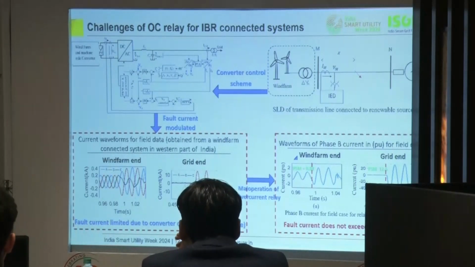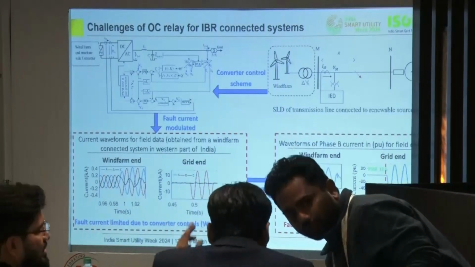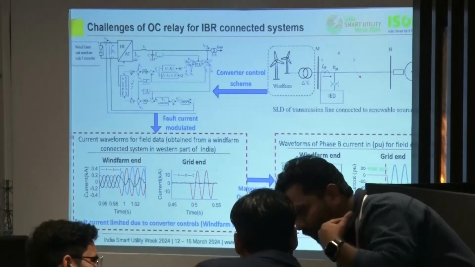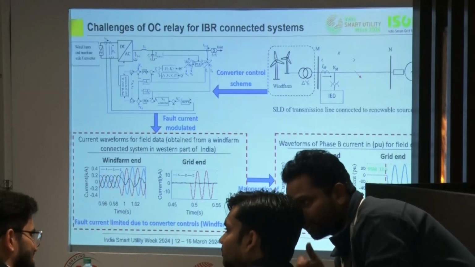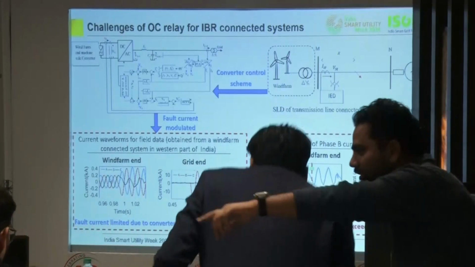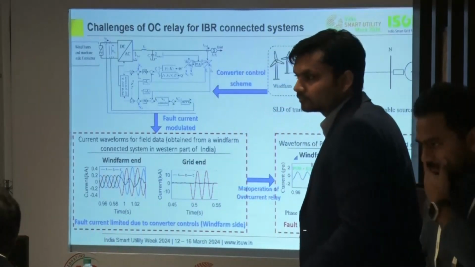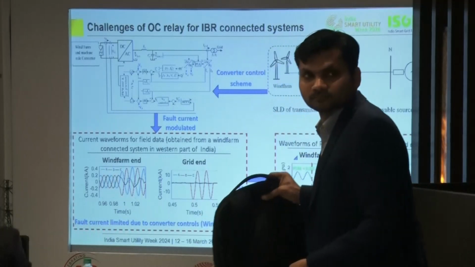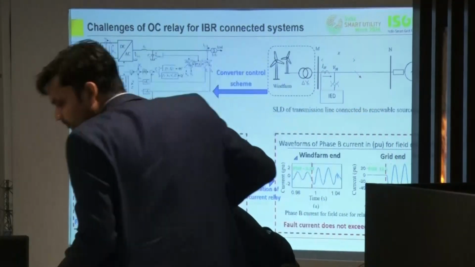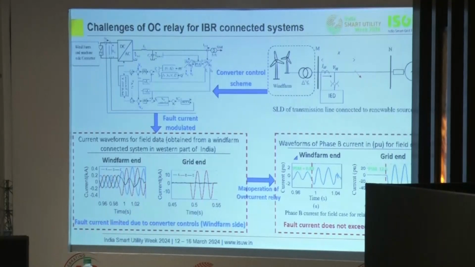Here are the current waveforms for field data obtained from a wind farm connected system in the western part of India. The system configuration looks as shown on the right-hand side of the slide. Here the relay at the wind farm end waveforms look as shown. This is a BG fault. For a BG fault, we can see both A phase and B phase currents have risen, from the pre-fault current of 200 amperes to 400 amperes, which is a 2 times increase.